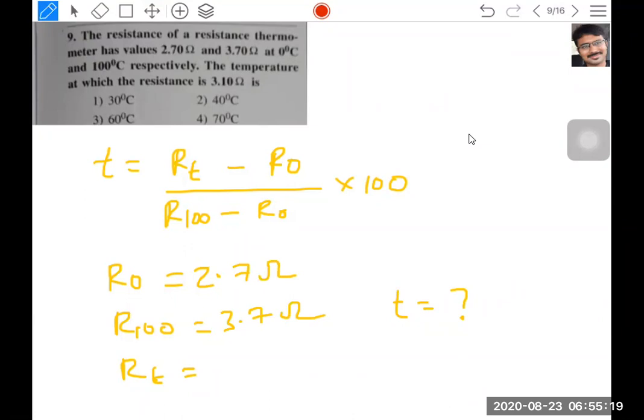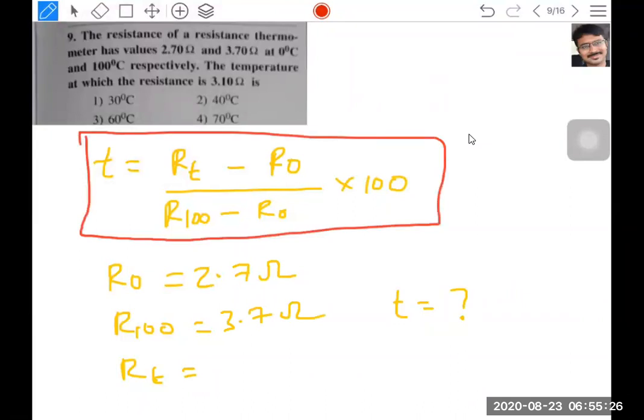For that, the resistance thermometer formula is T equals (RT minus R naught) by (R100 minus R naught) into 100. R naught is the resistance at 0 degrees centigrade, R100 is the resistance at 100 degrees centigrade, and RT is the resistance at some T degrees centigrade. We have to find that unknown temperature T degrees centigrade.